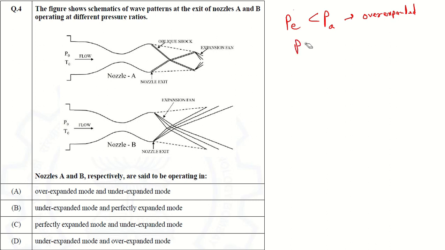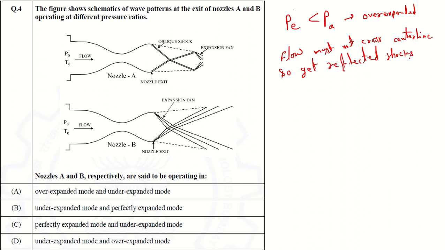Flow must not cross the center line, so we get reflected shocks, then expansion to match the pressure. This is the condition of overexpanded.